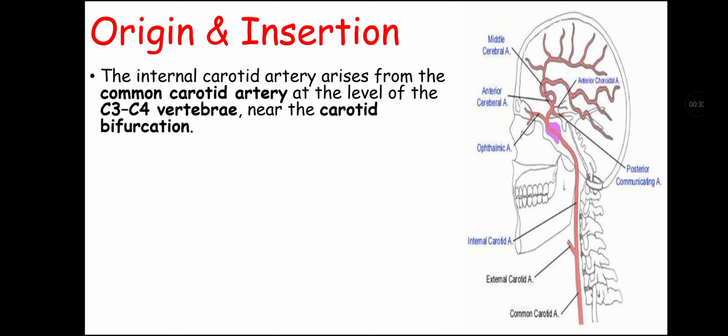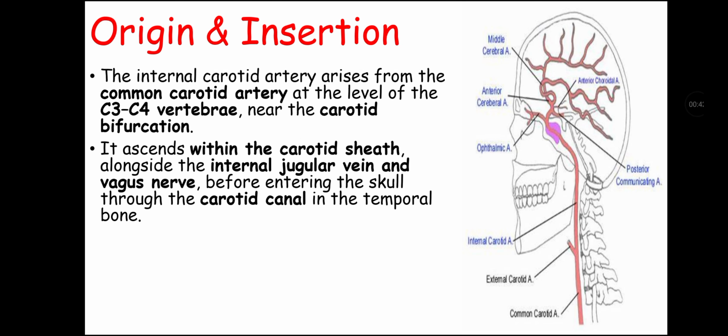Internal carotid artery arises from common carotid artery at the level of C3 or C4 vertebra near the carotid bifurcation. It ascends within the carotid sheath alongside the internal jugular vein and vagus nerve before entering the skull through the carotid canal in the temporal bone.